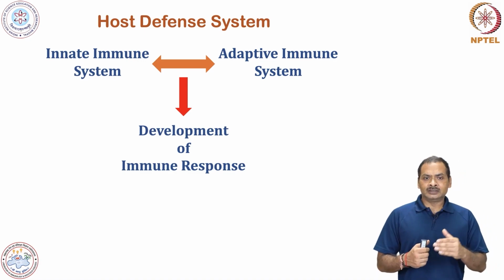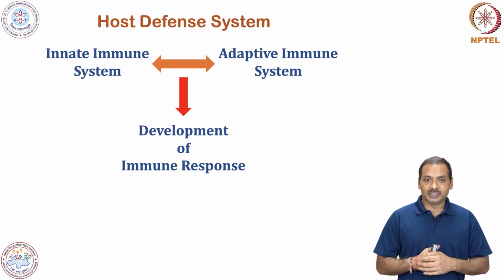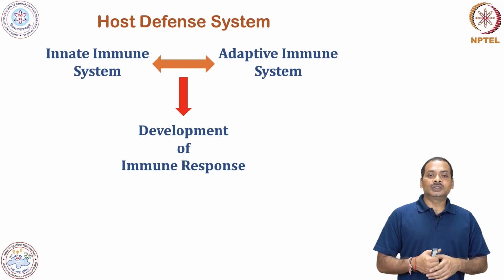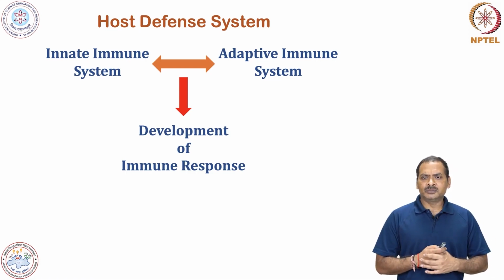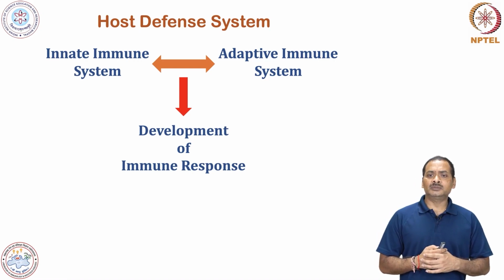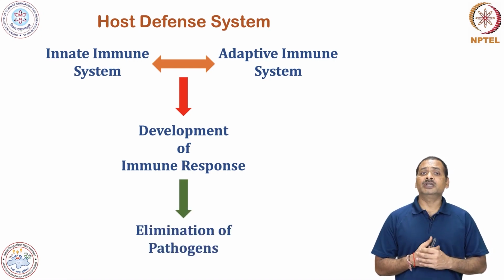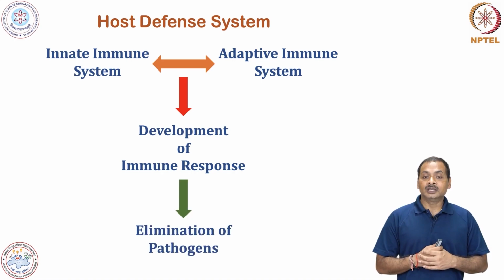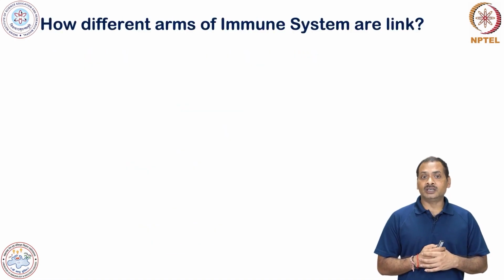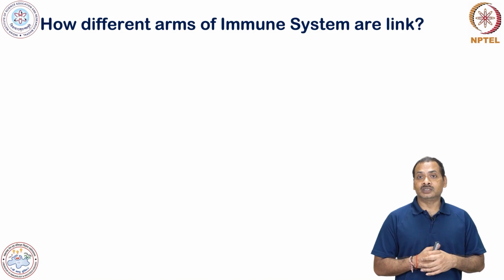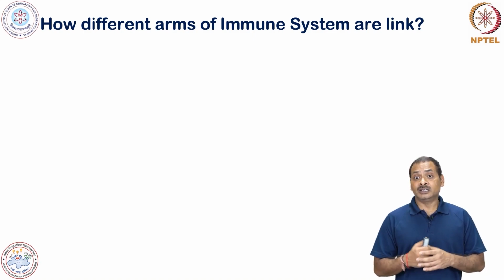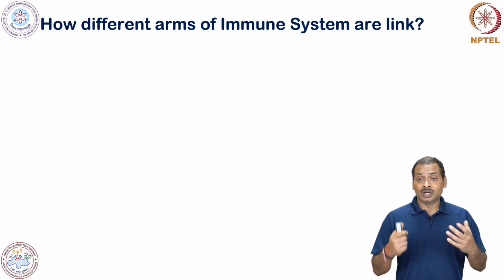I just wanted to explain appropriate immune response. When these two systems communicate, there will be development of an appropriate immune response, and that results in the elimination of the pathogen. Now let's look at how these two different arms of the immune system are linked, and whether or how they are linked.